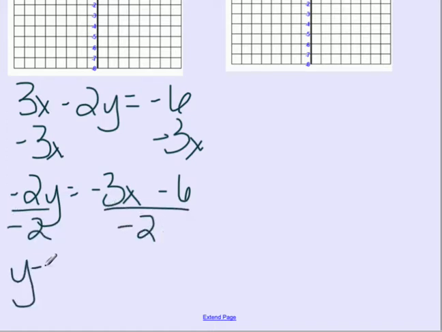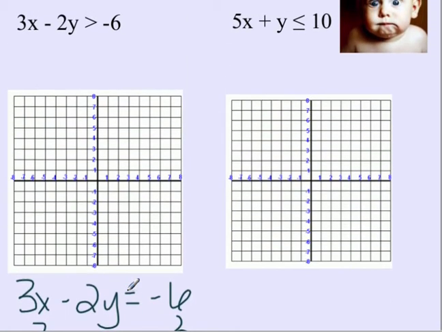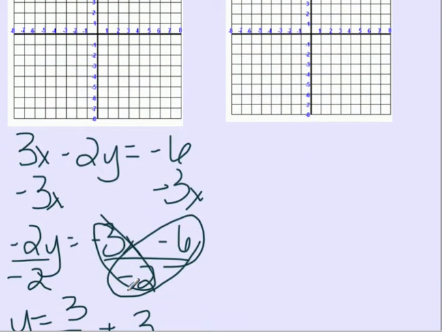So when I get y is equal to, now I'm going to have -3 over -2. That's going to turn into a positive 3/2. And -6 divided by -2, that's going to be a positive 3. Now I somehow managed to leave out my inequality symbol. Don't do that, because I made a naughty mistake.